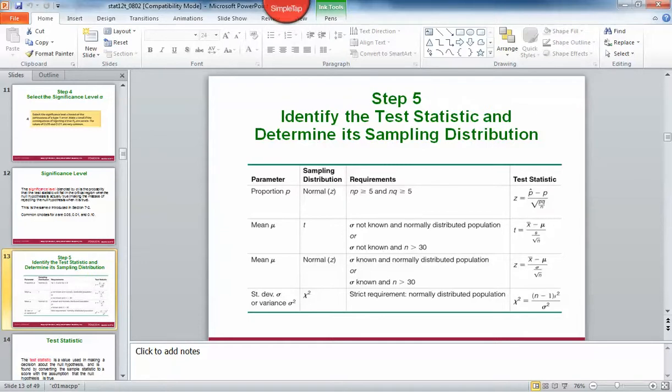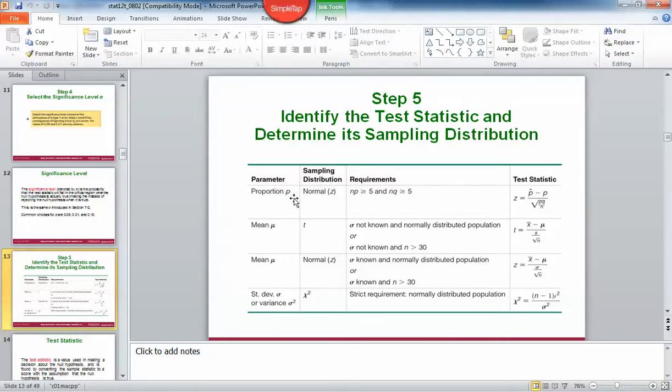So what type of test statistic are you going to have that's going to relate to your study? I believe these are the formulas that are on your formula sheet just under chapter 8. Depending on what section you're looking at, you'll use different test statistics. And this kind of relates back to chapter 7 as well.